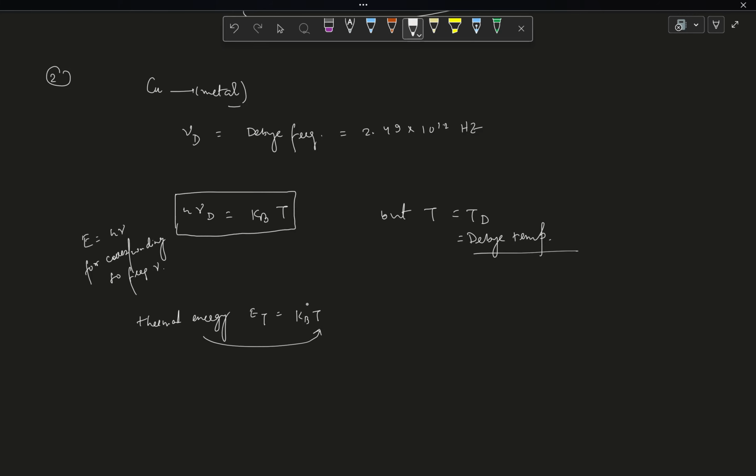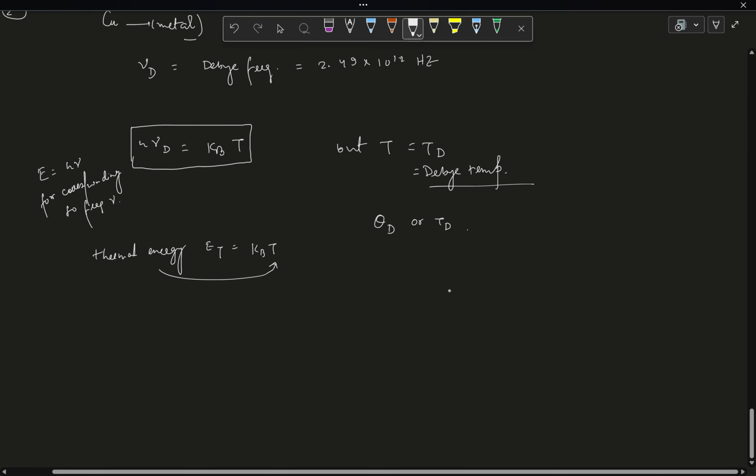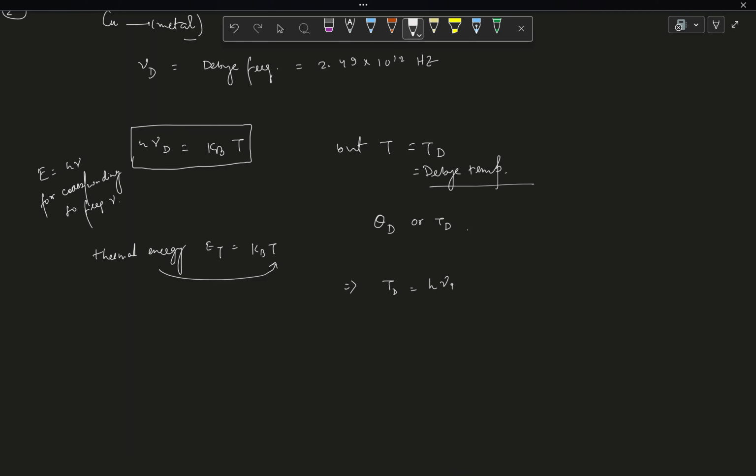Whenever we are comparing these two energy scales, they should be equal, right? Then only you will get the temperature information from that frequency information. So this is very basic: if nu is equal to nu d, the Debye frequency, then the temperature equivalent to that frequency will obviously be the Debye temperature. So here T is also equal to Td. Sometimes we also write the Debye temperature as theta d.